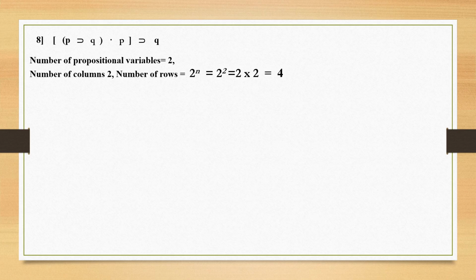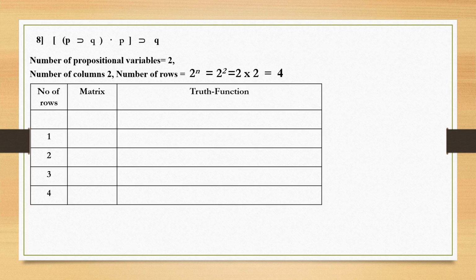Now we come to the eighth example. Box bracket, parenthesis, P horseshoe Q, close the bracket, dot P, close the box bracket, implies Q. How many propositional variables are there? 2. The number of rows will be 2 raised to n, so 2 raised to 2, that is 2 into 2, which is 4. Now write the number of rows, matrix and truth function.